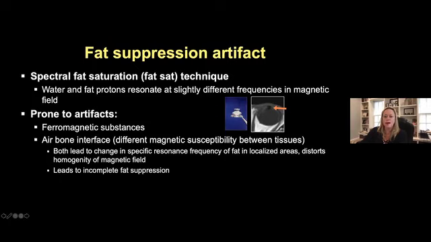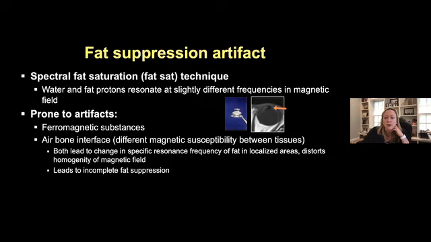So spectral fat saturation, or FAT-SAT, techniques take advantage of the fact that water and fat protons resonate at slightly different frequencies in a magnetic field. It's a great technique, but it can be prone to artifact due to ferromagnetic substances, as in this keratoprosthesis in the prior patient, which is a treatment for corneal disease.